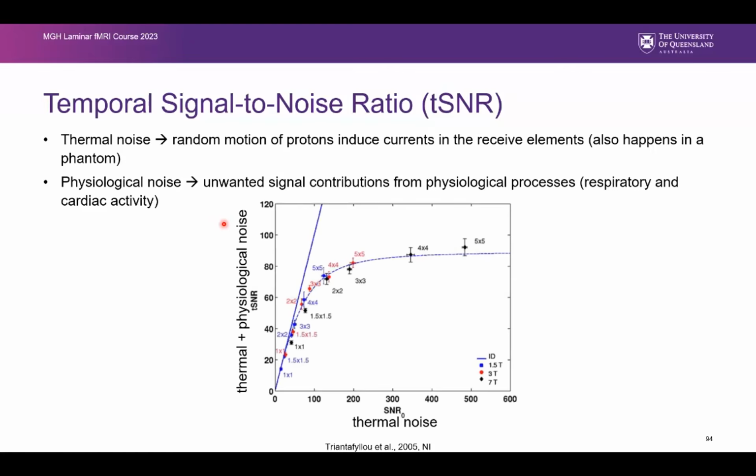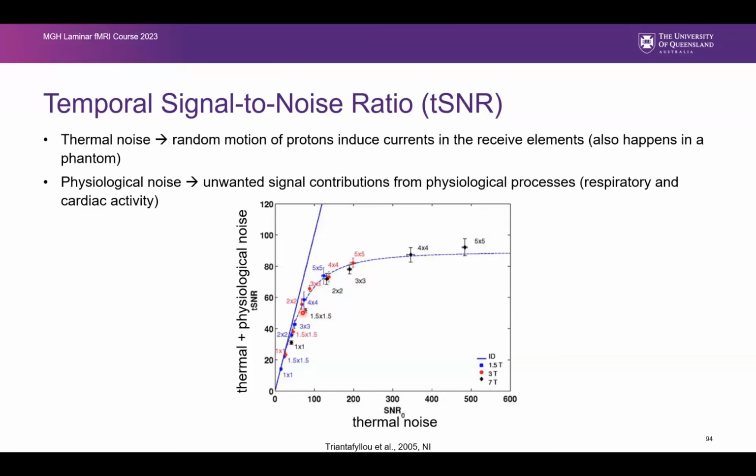And so if we have a phantom, that's basically the blue solid line, then as we increase the noise within the image, so this is determined by the thermal noise, if we go, for example, to bigger voxels, then the TSNR, so the noise over time, also increases, or the noise goes down, the TSNR obviously increases.